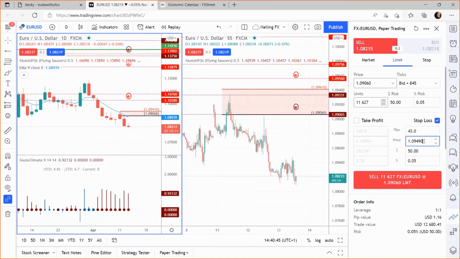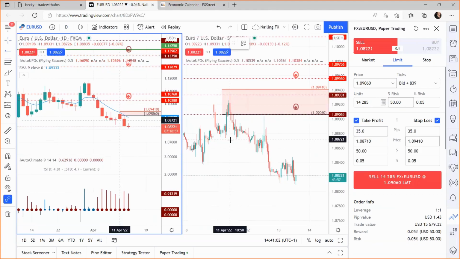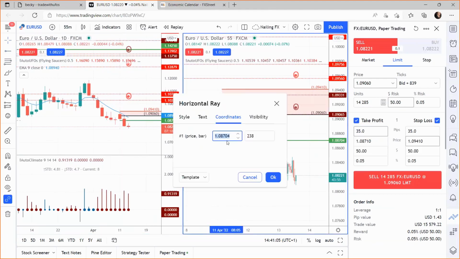Stop loss is 1.0941. Risk, whatever you want it to be. I use $50 because then $50 on one half of the trade, $50 on the other, $100 risk. It's a nice round number, just for example's sake. You obviously want to risk whatever you want to risk. Our first target is going to be 1.0871.